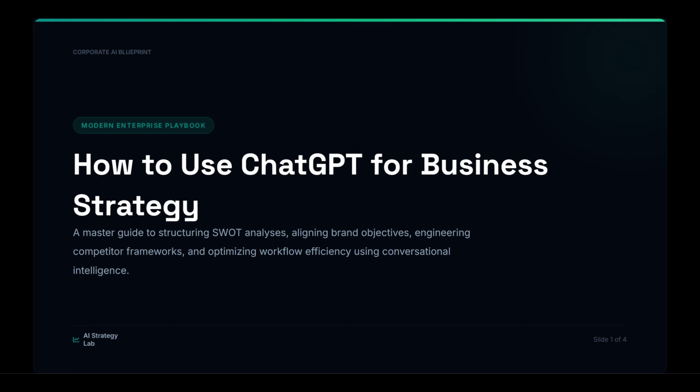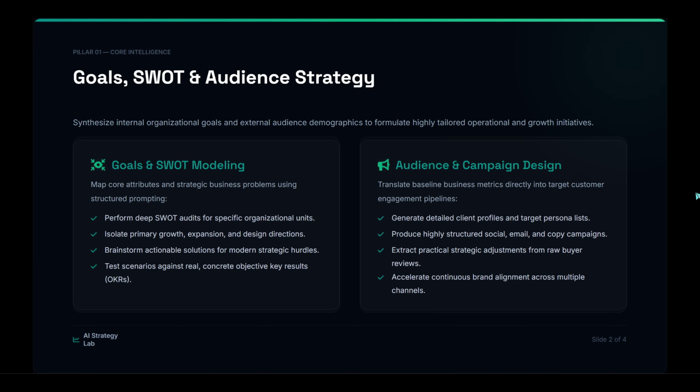Begin by clarifying your business goals and challenges. Share a concise snapshot of your situation and ask ChatGPT to brainstorm solutions to specific problems, like stalled sales or high churn. Request a strengths, weaknesses, opportunities, and threats analysis to surface internal capabilities and external factors you might be overlooking.